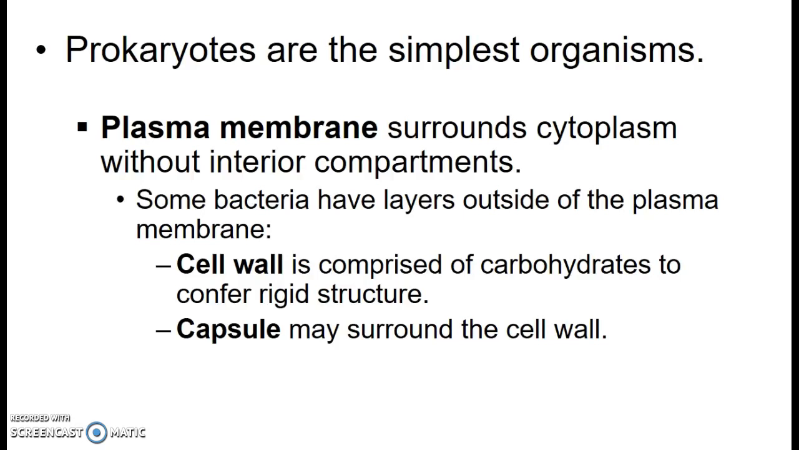So starting with prokaryotes, these are the simplest organisms. They have a plasma membrane surrounding them, and sometimes they have external layers to the plasma membrane, such as cell walls and capsules. In bacteria, the cell walls are made of carbohydrates and proteins and give a rigid protective structure, and then capsules are made usually of carbohydrates, and they can add a layer of protection outside of the cell wall.